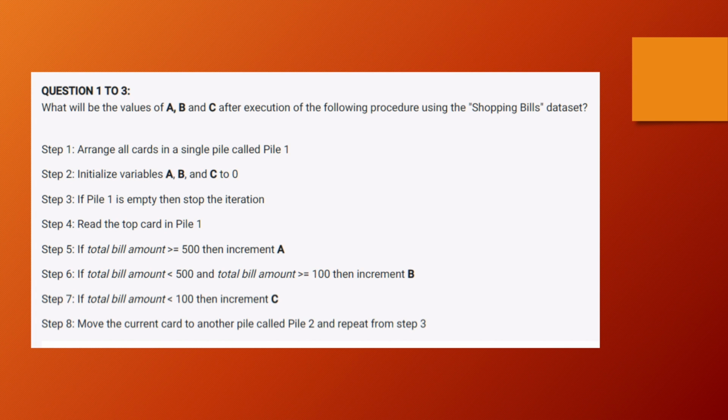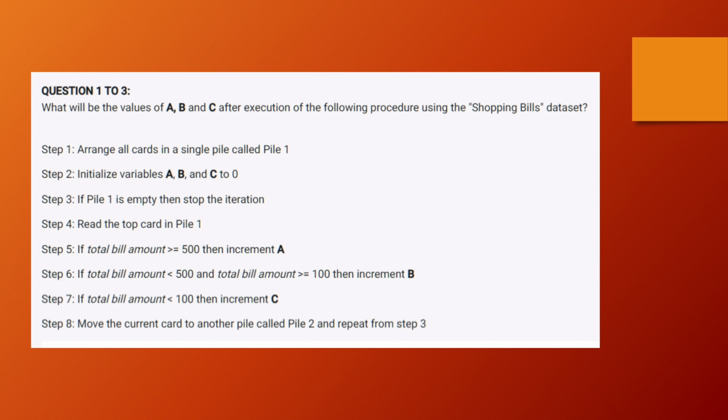Similarly, step 7 says that if you see any bill amount that is lesser than 100, let's say 0 to 99, or not even 0, let's say from 1 to 99, because you can purchase something for a minimum of 1 rupee. So from 1 to 99, if you see any of these bills, you have to increment C.